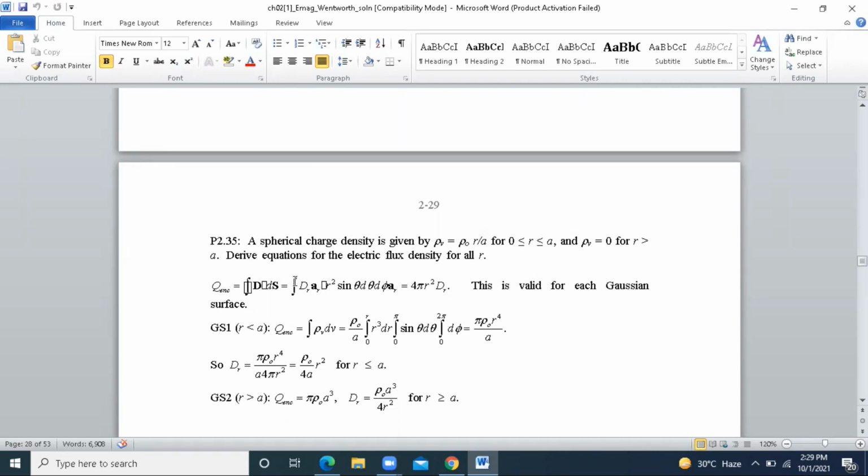So here we are. Bring me through this. All right. The contour integral of D dot dS is equal to the integral of D_r a_r times r squared sine theta d theta d phi a_r. That's the dot product between them. After working this out, it comes down to what you have as 4 pi r squared D_r.